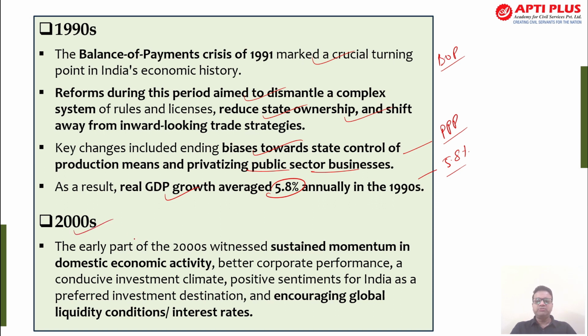Now, 2000 time की बात करें, the early part of the 2000s witnessed a substantial momentum in the domestic economy. कुछ corporate performance भी रही, and industrialization was at a boom. The investment climate was increasing. There was positive sentiment in the market, with preferred destinations encouraging global liquidity and interest rates. So what happens when we have a good amount of FDI? With investment and positive sentiments in the economy, there are a lot of other inflows of funds, which strengthen the economy and allow other trading partners to come and invest in the country.